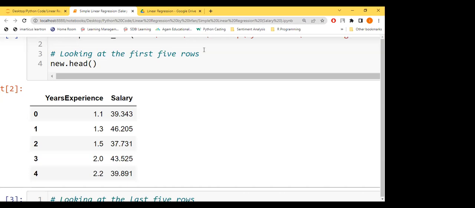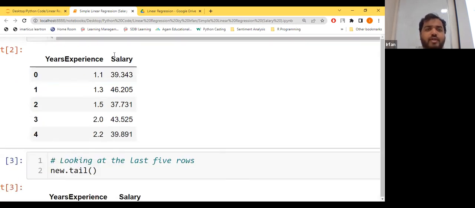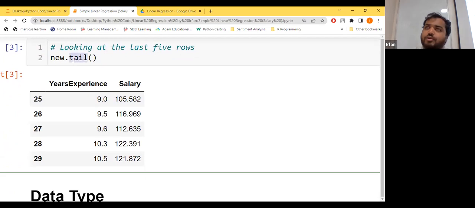Our main objective is to understand the concept and to implement it. I'll make you understand on simple, general data, then later we will go for very difficult data also. So here our Y variable is salary and X variable is year of experience. We check tail and head also.